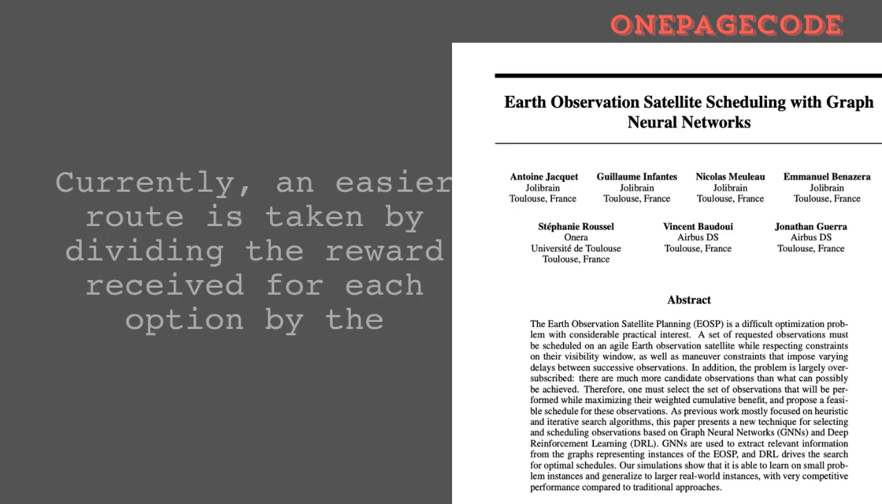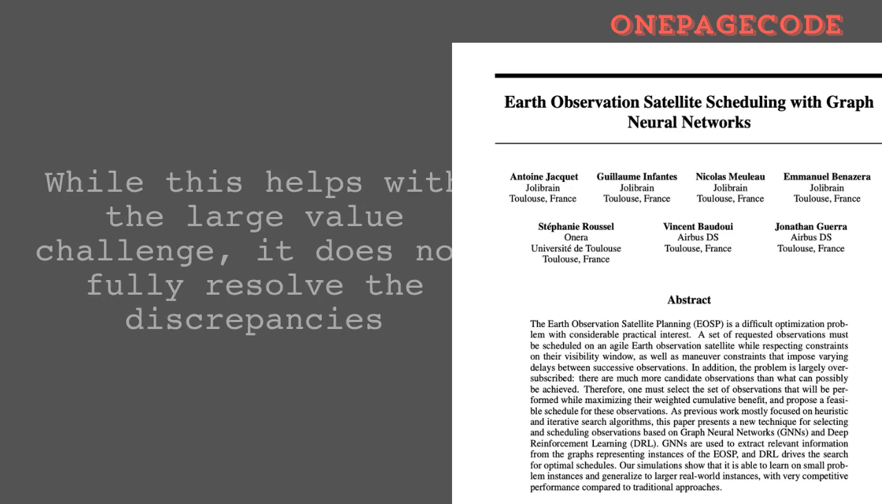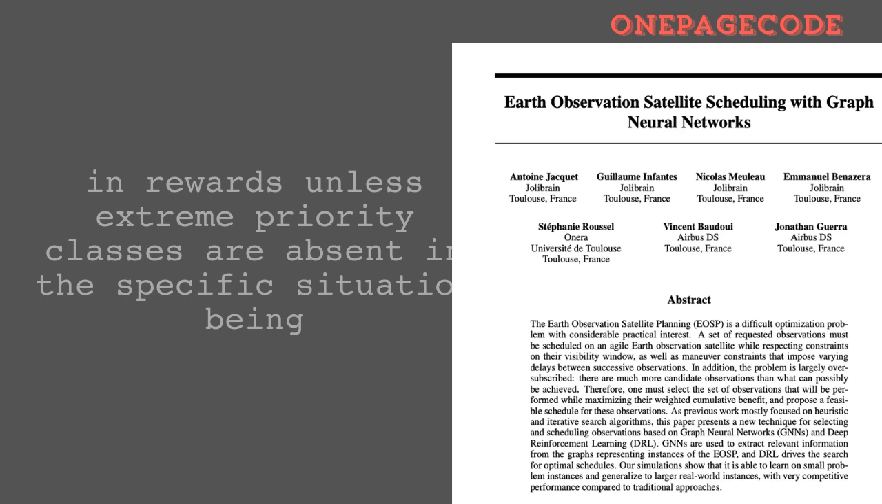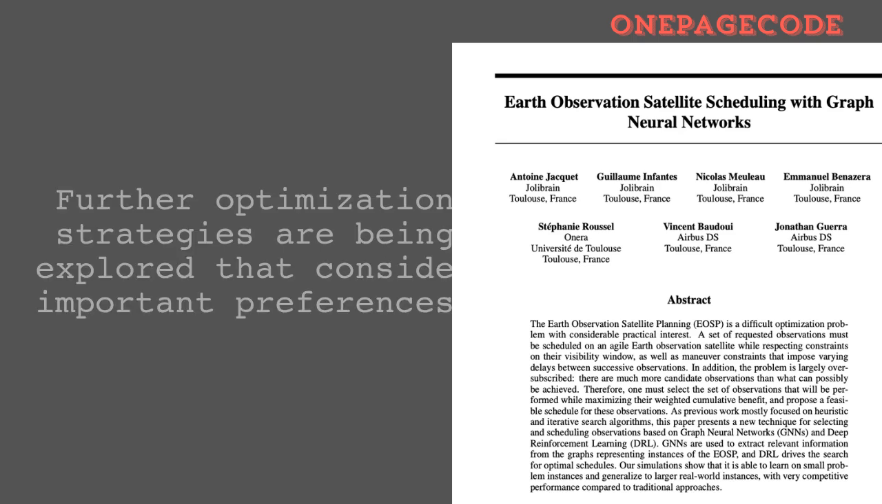Currently, an easier route is taken by dividing the reward received for each option by the average usefulness of all the available options. While this helps with the large value challenge, it does not fully resolve the discrepancies in rewards unless extreme priority classes are absent in the specific situation being analyzed. Further optimization strategies are being explored that consider important preferences.